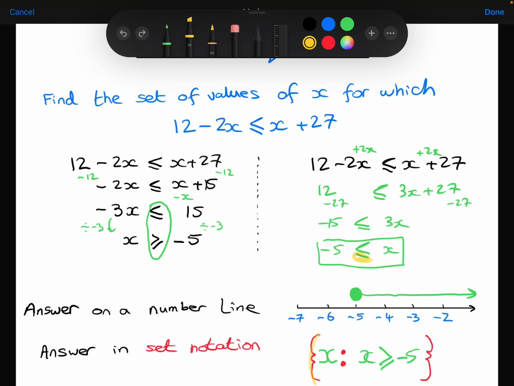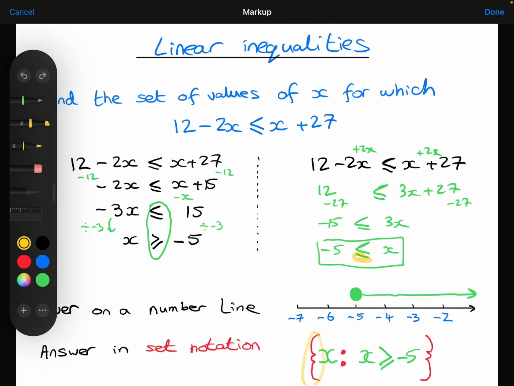So just a quick reminder, always curly brackets like that. Always a colon in the middle, which means such that. This is the variable we're talking about, and this is the condition that that variable has to obey.